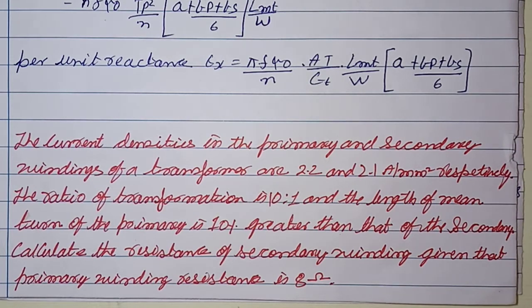Next we'll continue with a few numericals related to this leakage reactance. The first one: current densities in the primary and secondary windings of a transformer are 2.2 and 2.1 ampere per mm square respectively. The ratio of transformation is 10:1 and the length of mean turn of the primary is 10% greater than that of the secondary. Calculate the resistance of the secondary winding, given that the primary winding resistance is 8 ohm.